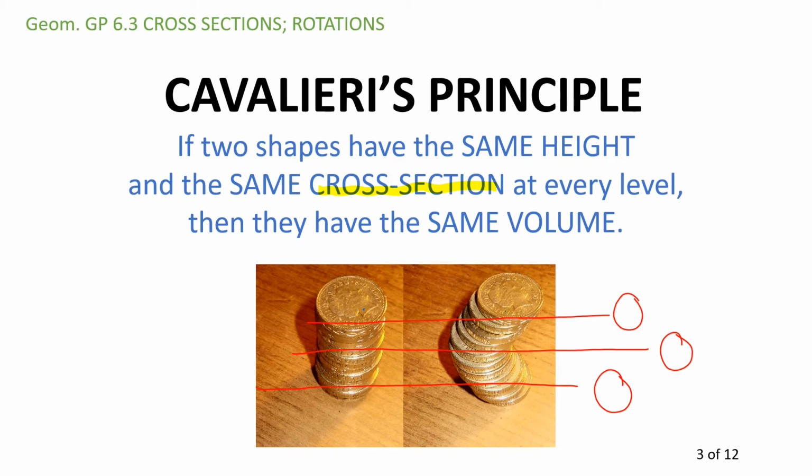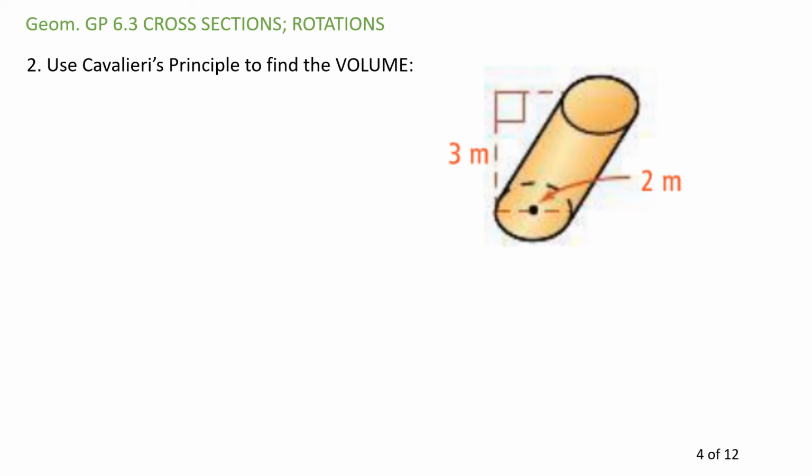They all have to be the same circle. That's what I call the stack of coins principle. If they have the same cross-section at every level, the same as each other, then they have the same volume. So it's actually a fairly simple concept. And basically what it allows me to do is take the volume of this skew cylinder here. It says use Cavalieri's principle to find the volume of this cylinder.